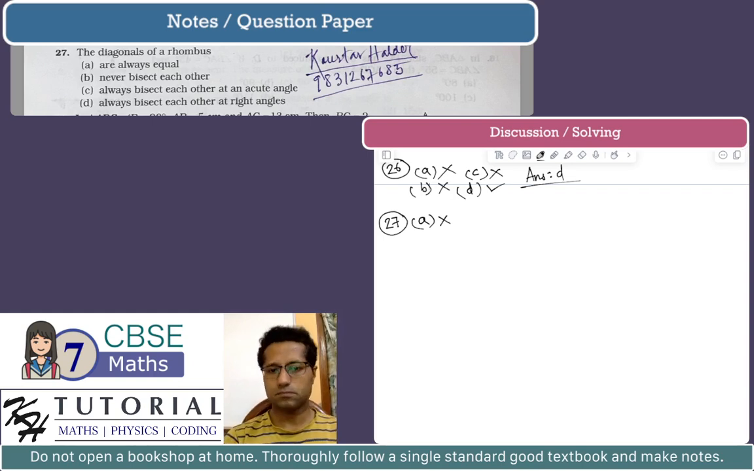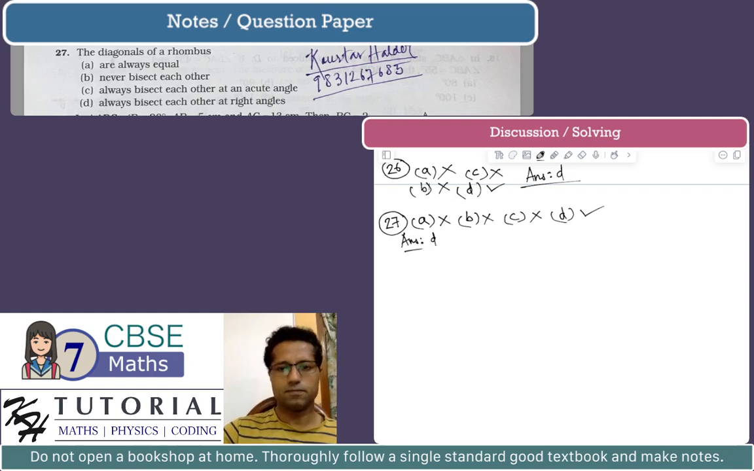So the rhombus could be different, the diagonals could be different, but they always bisect each other at right angles, and the sides of a rhombus are of equal length. So for the diagonals of a rhombus, B is wrong, C is wrong, D is correct. That is, they always bisect each other at right angles. So the answer is choice D.